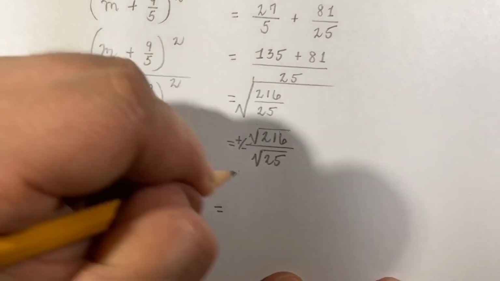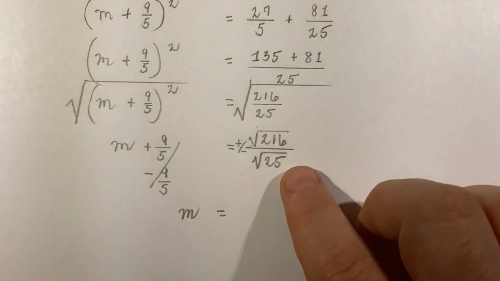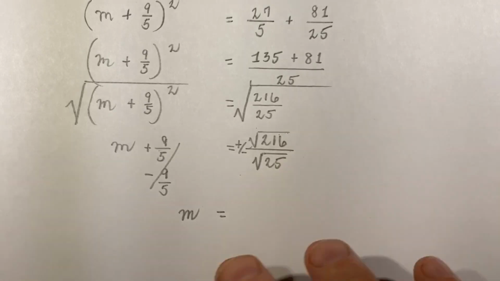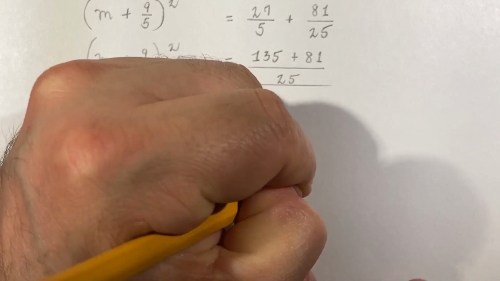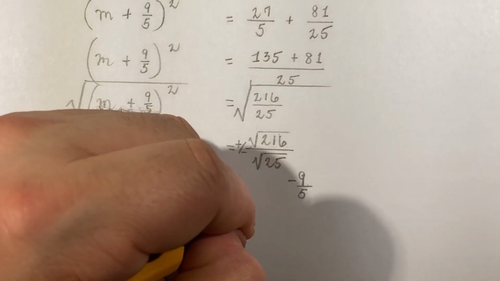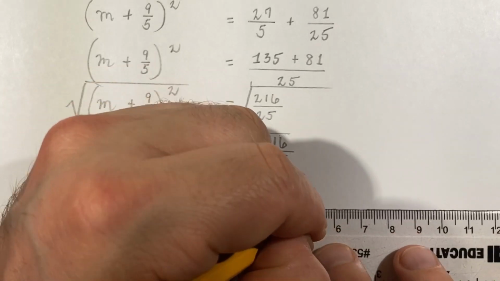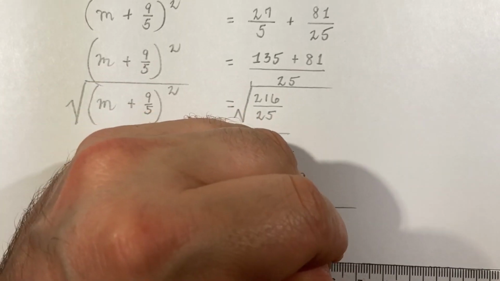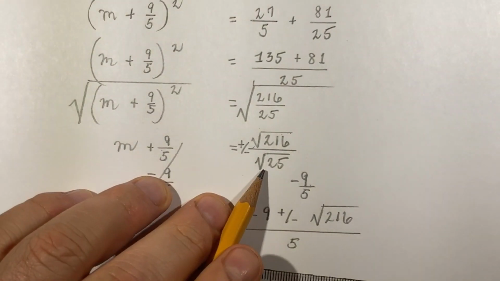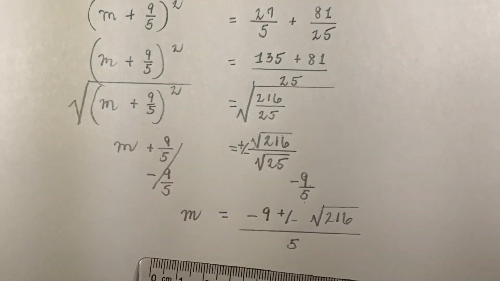And so over here, if you can follow my thinking, it'll make sense. What's the square root of 25? It's 5. Okay, so we're going to subtract 9/5 from both sides. When I do that, I can write this: negative 9 plus or minus the square root of 216 all over 5. Since the square root of 25 is 5, I can combine these two because they actually have common denominators.